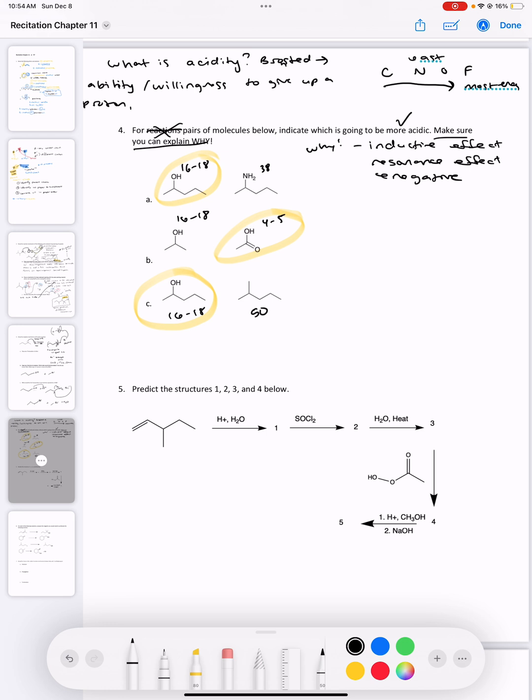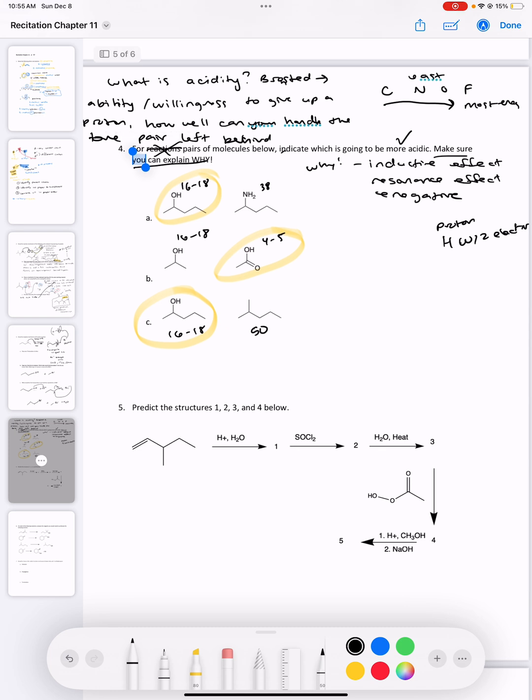And that is largely determined by how well you can handle the lone pair left behind, because a proton is a hydrogen atom without its electrons. I used to think about acidity as giving up an H, but a hydrogen atom is a proton with two electrons. That's what the hydrogen atom is made up of. If we give up just the hydrogen and not the two electrons, that's what I mean when I say we give up a proton. And so acidity is how well you can deal with the electrons left behind.